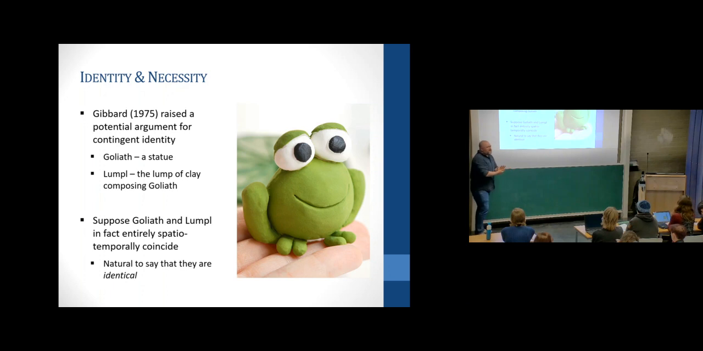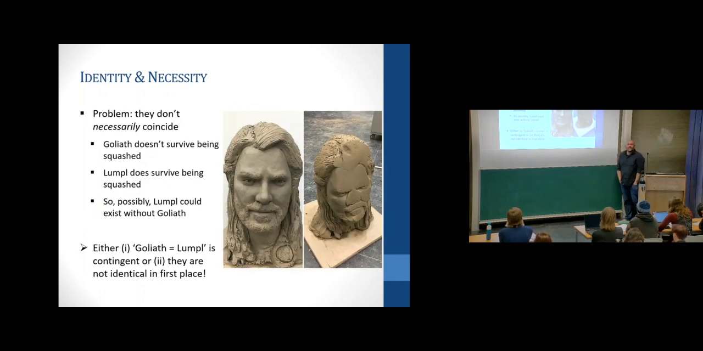In that kind of case, it's very natural to say that they're identical. It's very natural because it feels very strange to say that two distinct physical objects could occupy the exact same places, at the exact same time, for their entire duration. So there's the first part. Lumble and Goliath look like they're, in some sense, identical. So they're actually identical. They don't have to be, though.